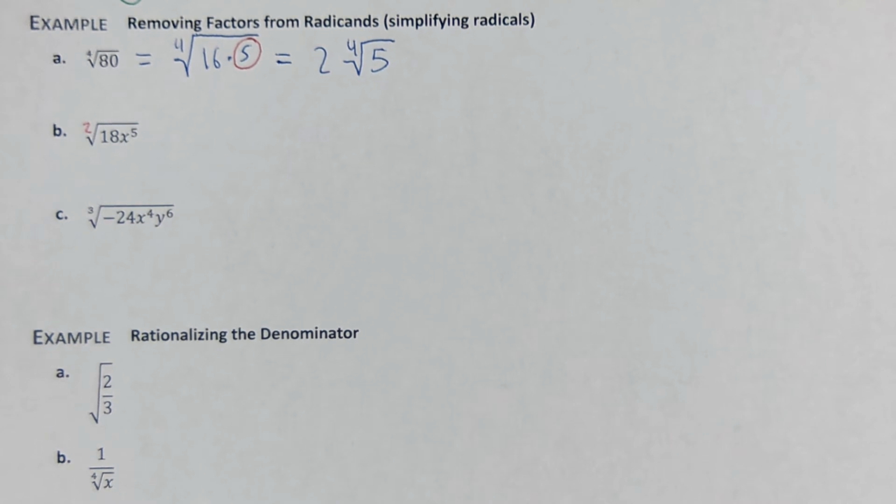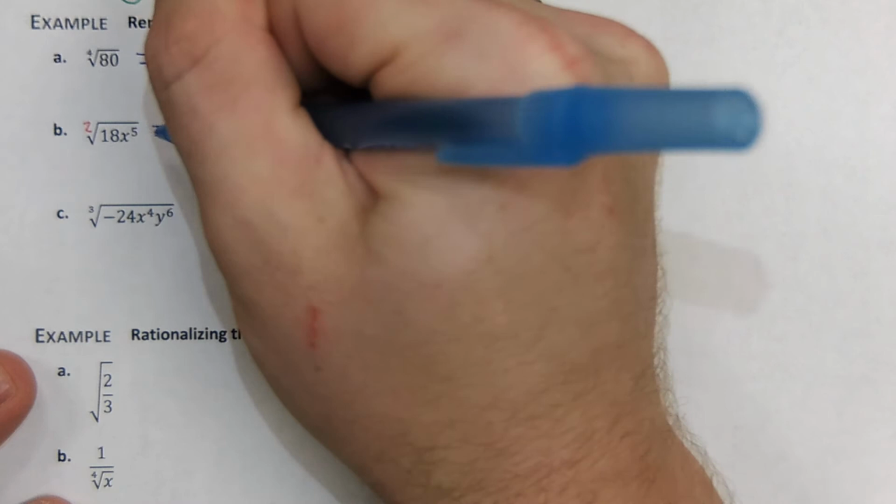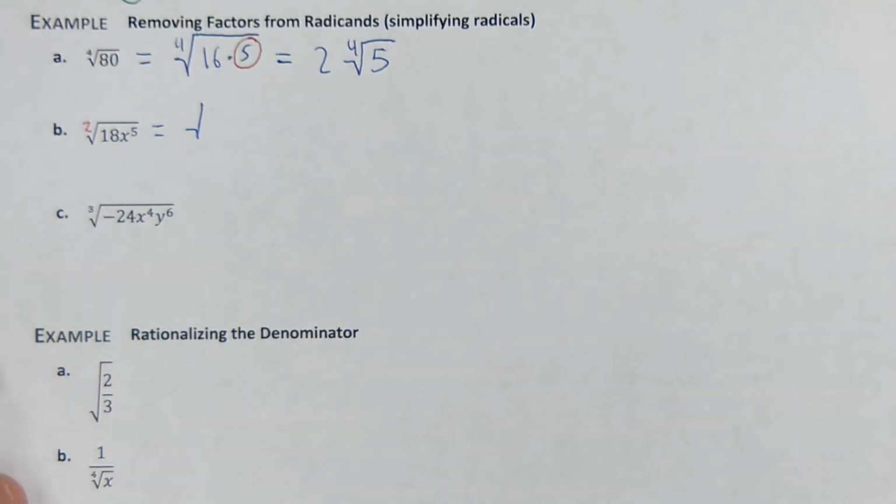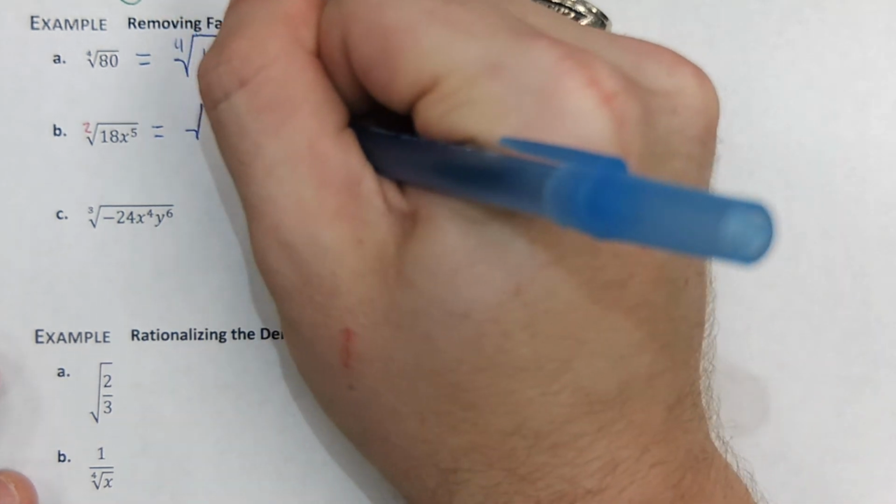Is 18 a perfect square? Nope, it is not. But it can be divided by a perfect square. The perfect square that goes into 18 an even number of times is 9. So I'm going to split that 18. I'm not going to write the root index of 2 again. I just wanted to remind you that it was a 2. And it's going to give me 9 times 2.